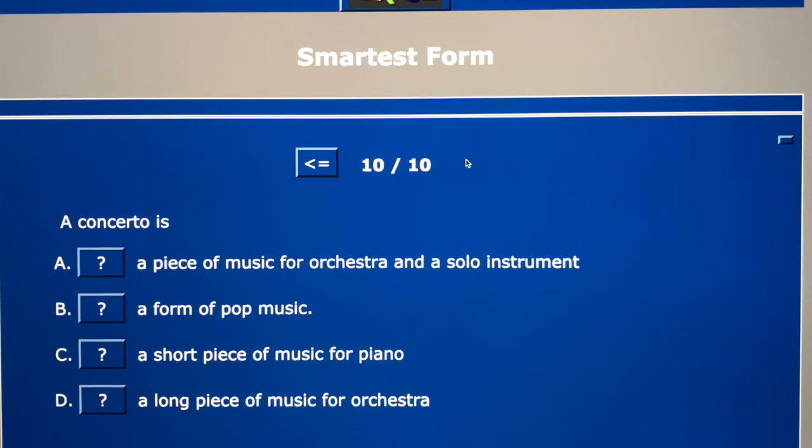And the last question, question number 10. A, a concerto is a piece of music for orchestra and a solo instrument. B, a form of pop music. C, a short piece of music for piano. Or D, a long piece of music for orchestra.